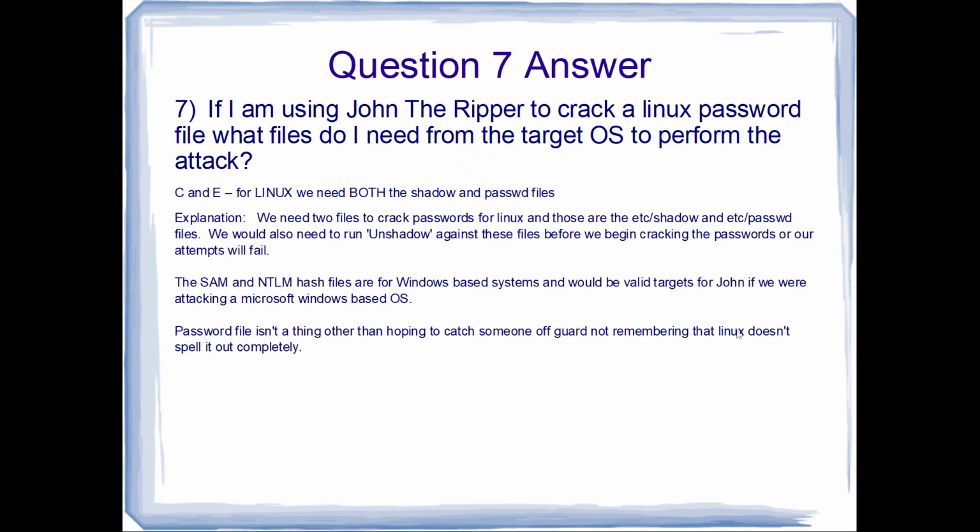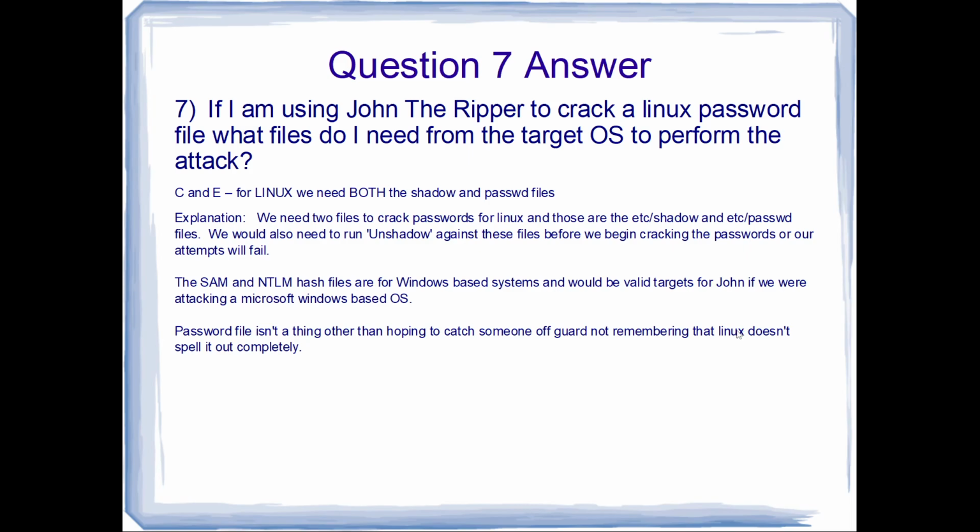If you said the shadow file and the passwd file, you would be correct. These files can both be found in the etc folder. We would also need to run unshadow, which is part of John the Ripper. It is there, but you have to unshadow that file before you begin cracking the passwords, or your attempts are going to fail.